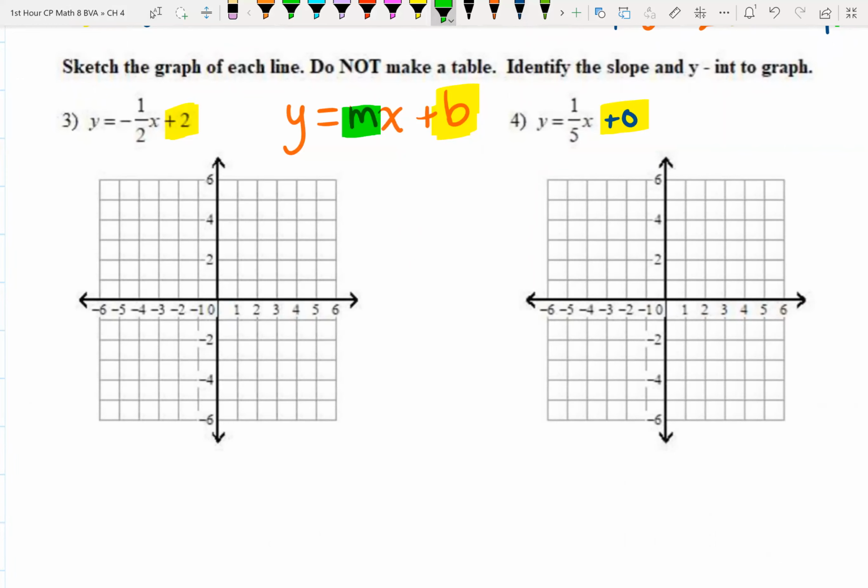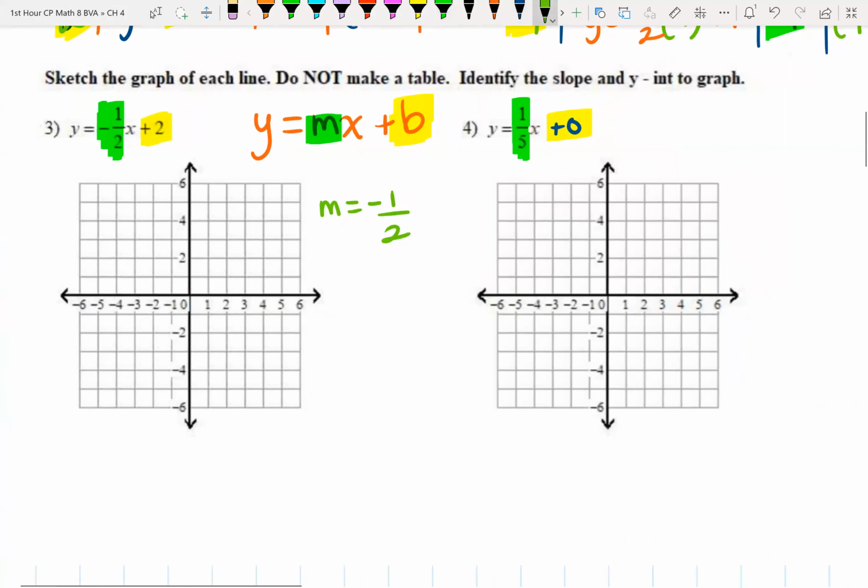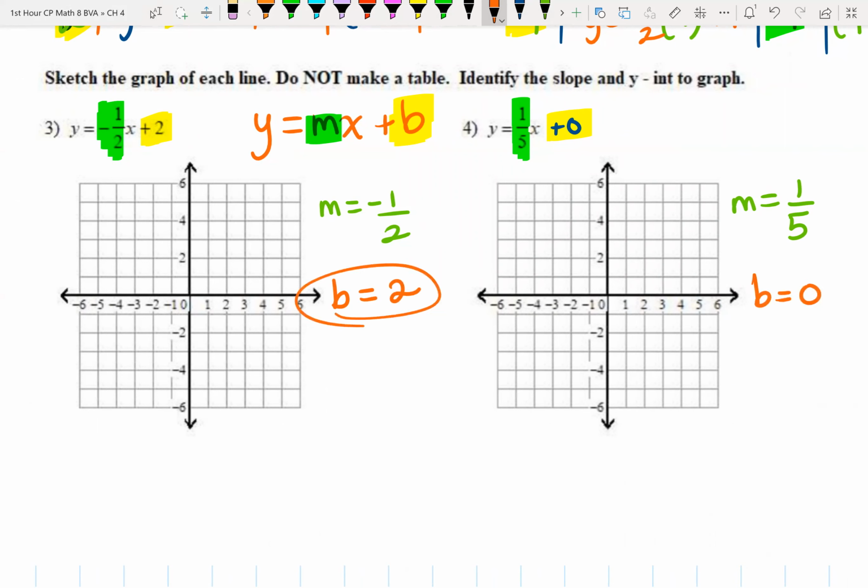Next, the slope. Identify the slope in both equations. So we're going to write these down. I'm going to write m equals -1/2 for this one. And on the right, I'm going to write m equals +1/5. And b equals 2 for the equation on the left. And b equals 0.